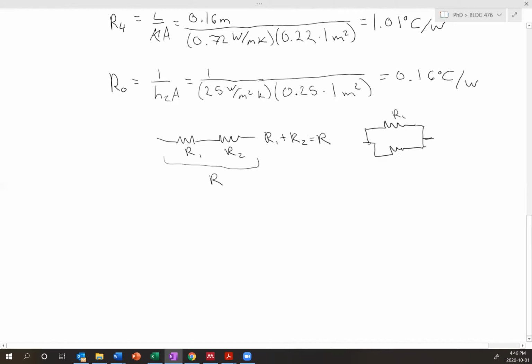And then the other rule is with parallel. If we have R1 and R2, our R equivalent, or just our R, is equal to, or sorry, 1 over R is equal to 1 over R1 plus 1 over R2. And you may have seen another version of this, which is, I think, the addition over the product, and that would be just equal to R. And that's a little more handy because it's equal to just R.